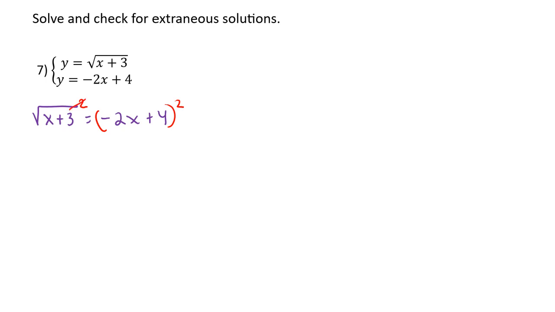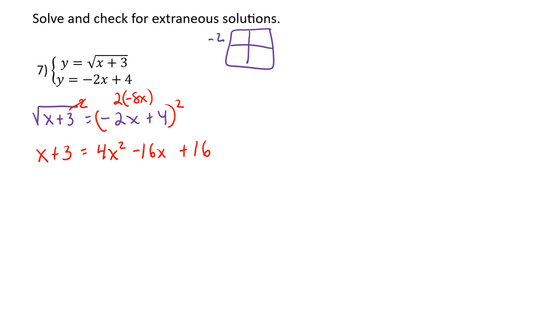Now we're going to go ahead, get rid of the radical by squaring both sides of the equation. That's going to cancel out, leaving x plus 3. Once again, how we multiply this in our head, negative 2x squared is going to give us positive 4x squared. Negative 2x times 4 is negative 8x, but then we double it to make negative 16x. 4 squared is 16. Once again, that's how you multiply in your head. Once again, you could always use a box to multiply it out, and you'll get the same thing when you do that.